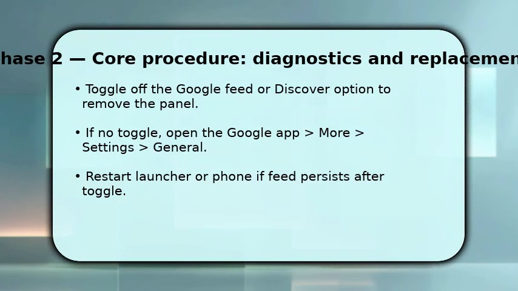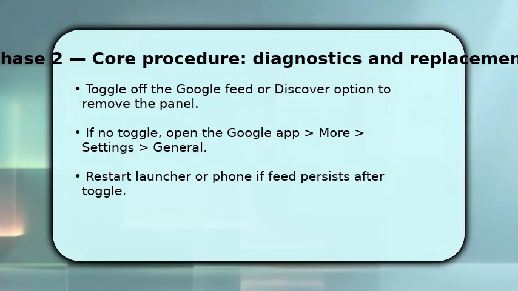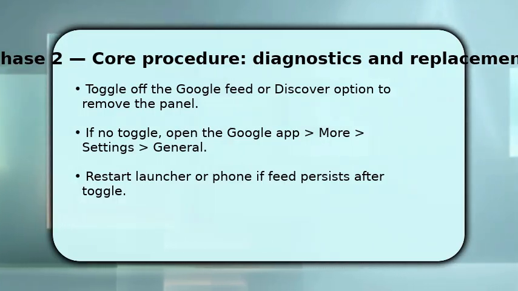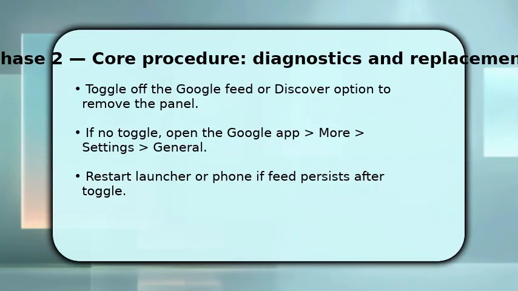Now you disable the feed directly. Flip the Google Feed or Discover toggle to off, and that removes the panel from the leftmost home page. If your launcher lacks that toggle, open the Google app, tap More, go to Settings then General, and switch off Discover. This also stops the feed.